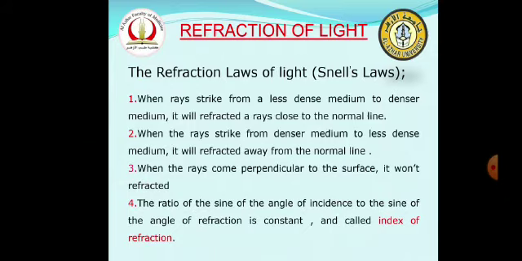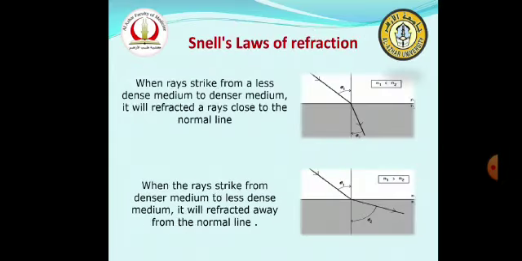The refraction of light according to Snell's law. When rays strike from a less dense medium to a denser medium, they will refract close to the normal line. While when the rays strike from a denser medium to a less dense medium, they will refract away from the normal line. But when the rays come perpendicular to the surface, they won't refract. The ratio of the sine of the angle of incidence to the sine of the angle of refraction is constant and called the index of refraction. Snell's law of refraction.